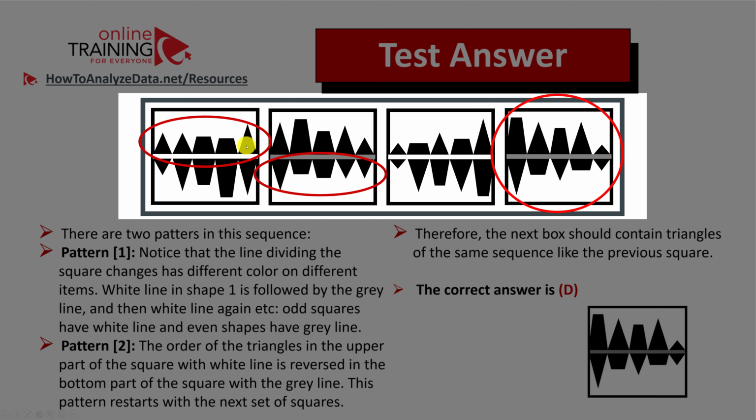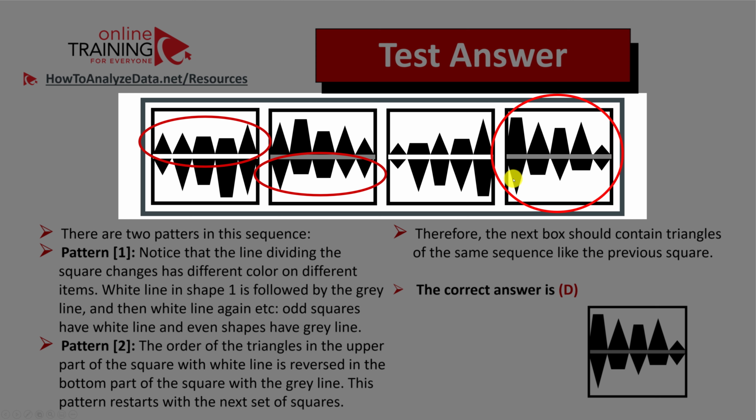And then there's also patterns of shapes repeating in a different order from the top section in the bottom section. For example, if you look at the first triangle here in the first square, it is repeated in the second square in the bottom part, right below the gray line. And then if you can trace the figures, the second shape is repeated here as well. So they go in the reverse order.